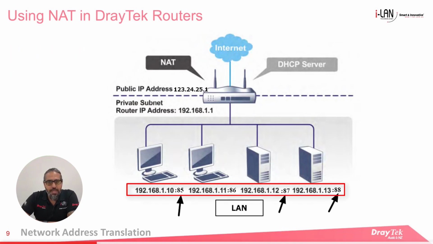So down the bottom there, we've decided we want any external packets going to our public IP address on port 85 to be directed to the PC with the private LAN IP address 192.168.1.10. Packets on port 86, we want to go to 192.168.1.11. Packets on port 87 to 192.168.1.12. And any packets on port 88, we want to go to 192.168.1.13. So how do we actually make that happen?